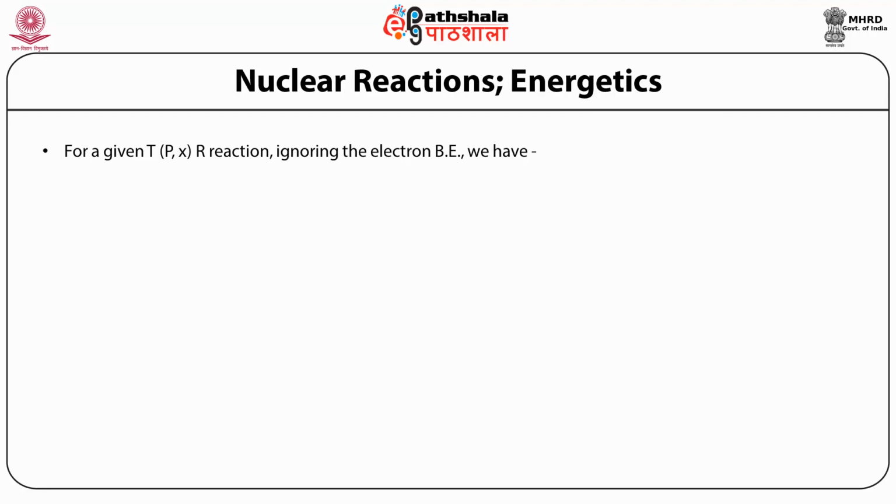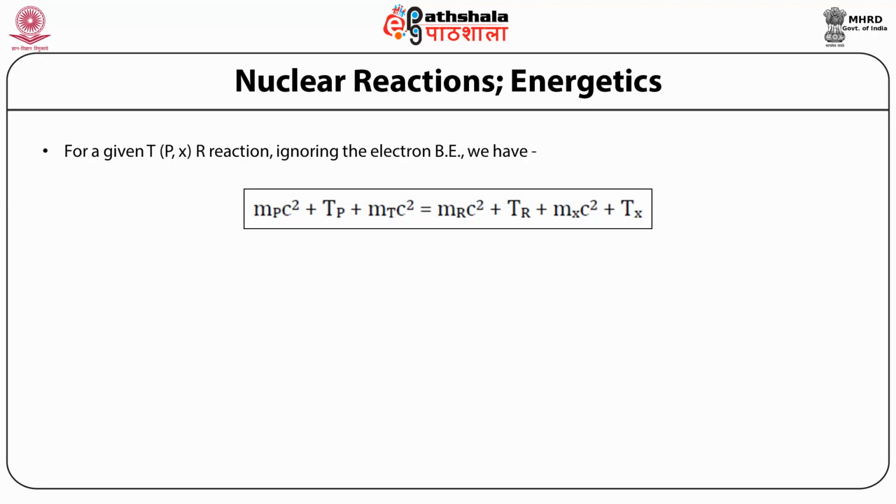Nuclear reaction energetics. In this slide we are going to study the energetics, or in what way and how much energy is involved in a nuclear reaction. For a given T(p,x)R reaction, ignoring the electron binding energy, we have Mp c² plus Tp plus Mt c² is equal to Mr c² plus Tr plus Mx c² plus Tx, where T is the kinetic energy, M is the mass and c is the speed of light.